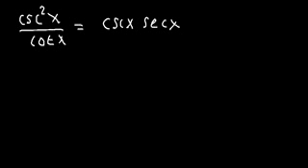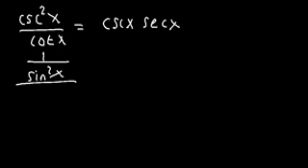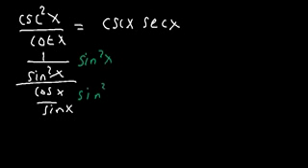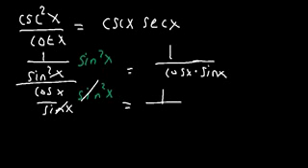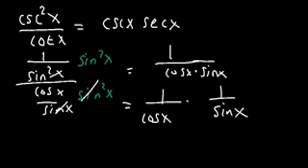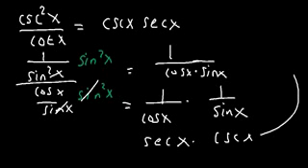So now let's say you have cosecant squared x over cotangent x, and let's say it's equal to cosecant x secant x. So let's convert cosecant and cotangent into sine and cosine. So this is 1 over sine squared, and cotangent is cosine over sine. So let's simplify it by multiplying top and bottom by sine squared. So on top, we just get a 1. On the bottom, we get cosine. Well, one of the sines cancel, so we just get cosine times sine. And now we can split it as 1 over cosine times 1 over sine. 1 over cosine is secant x, and 1 over sine is cosecant x, which is what we have here.